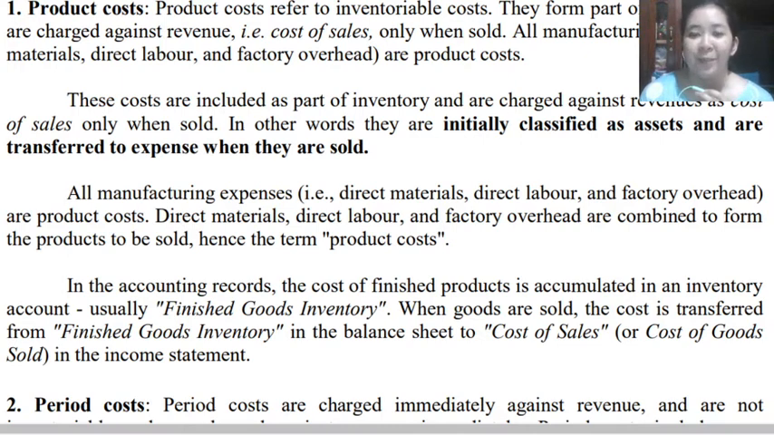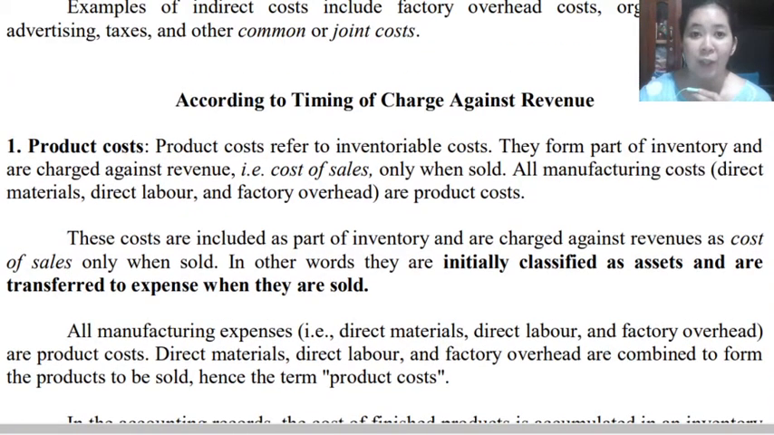manufacturing firm. But here, we will use the finished goods inventory as the accumulation of our product costs. So the same in this case, when goods are sold, the cost will be transferred from finished goods inventory to our cost of sales. So that's why again our entry is debit to cost of sales, credit to finished goods inventory. So this is the first classification under the timing of charge against the revenue.